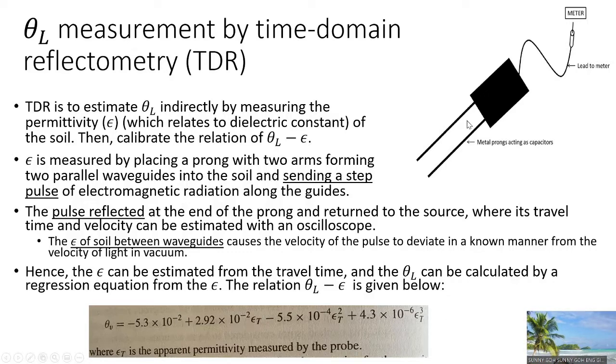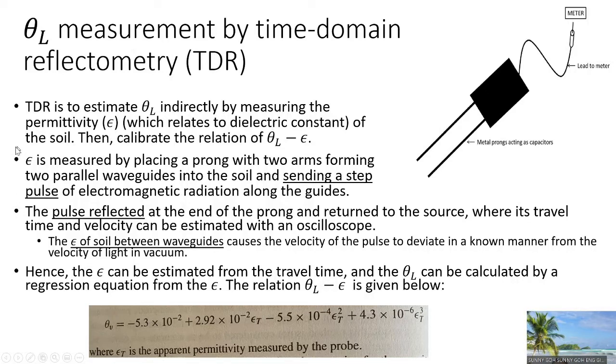TDR estimates volumetric water content indirectly by measuring the permittivity, given by this symbol, which relates to the dielectric constant of the soil. Then we calibrate the relationship between volumetric water content and the permittivity. These sensors measure the permittivity, and as the volumetric water content in the soil changes, the permittivity will also change with the volumetric water content.